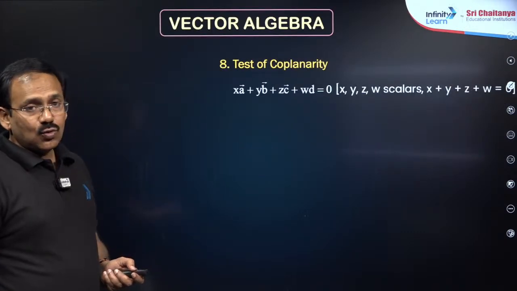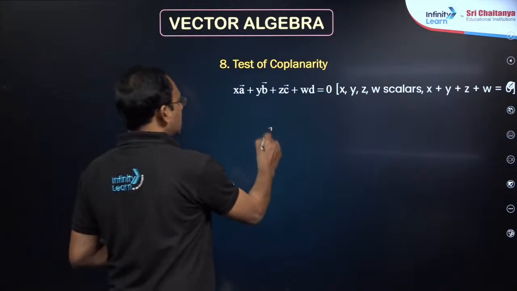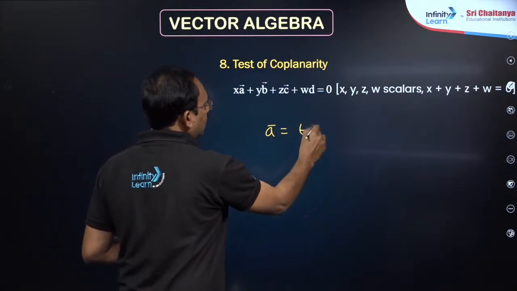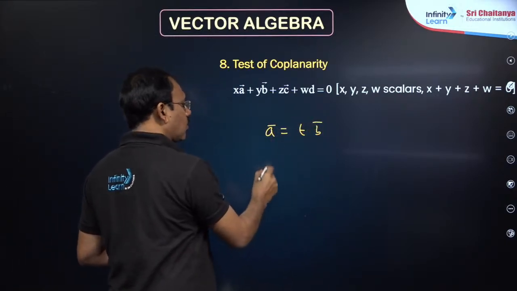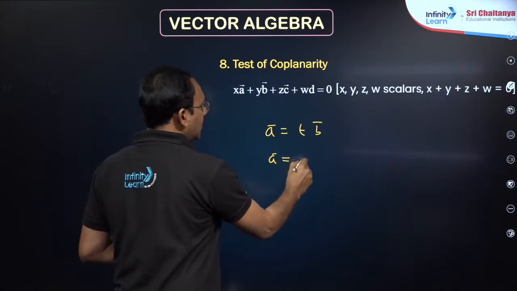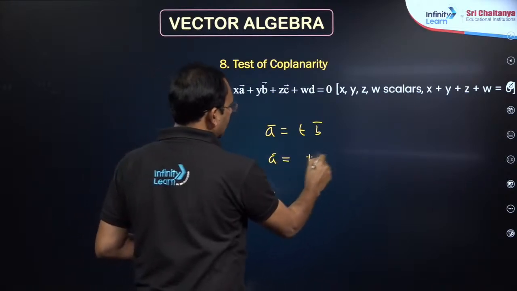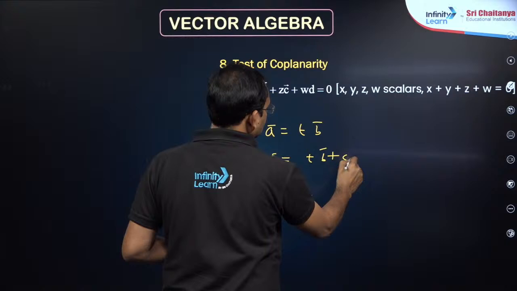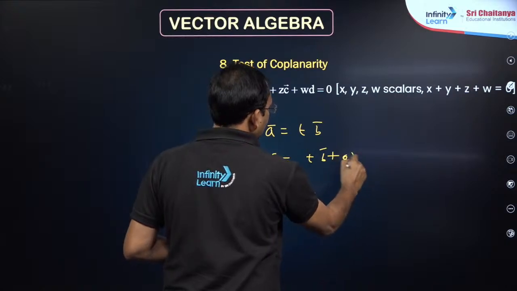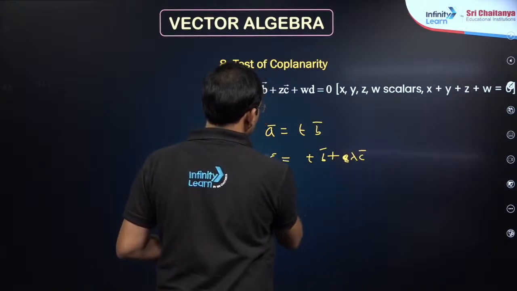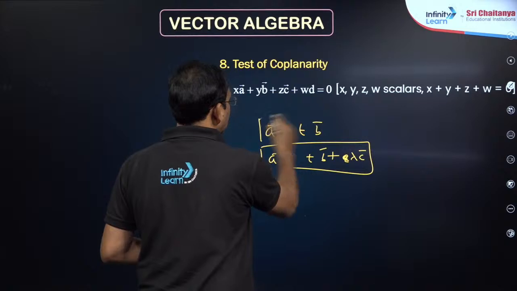Then coplanarity. If 2 vectors are collinear, my dear friends, one vector is some number times the other vector. 3 vectors are coplanar if one vector is a linear combination of the other 2 vectors, you can say lambda C bar. So these 2 points are there.